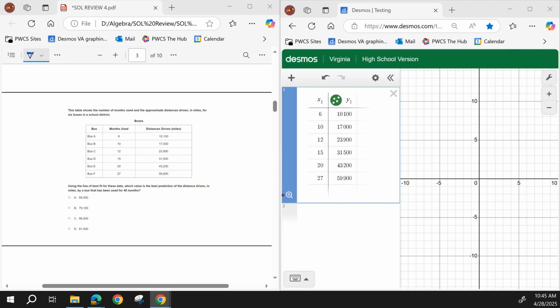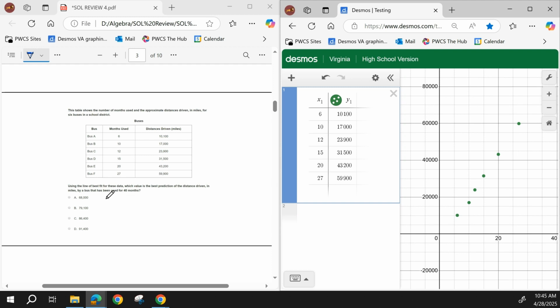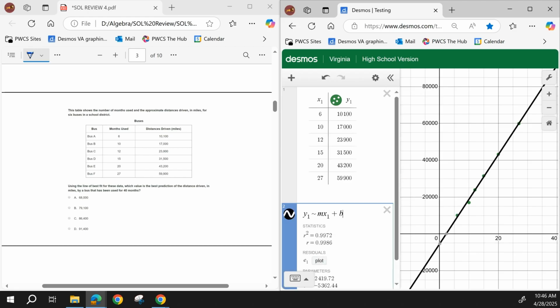So here I have the table, and again, I'm going to zoom fit. I can't see anything, so if I zoom fit, it's going to show me where those points are. We want to use a line of best fit, so I'm going to type in y1 squiggly mx1 plus b. We're using y1 and x1 because in our table it says x1 and y1. So if you do not clear out the tables, your next table would say x2 and y2, and we would not be able to get our line. So just make sure you clear out every time so that we're always working with x1 and y1.